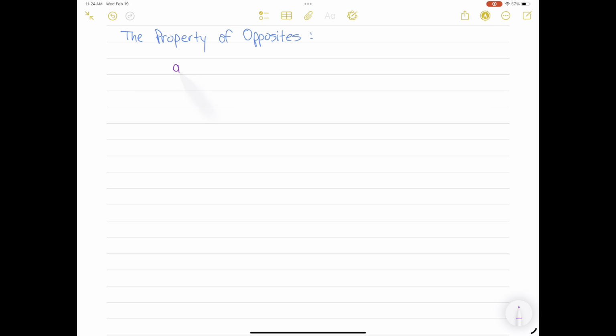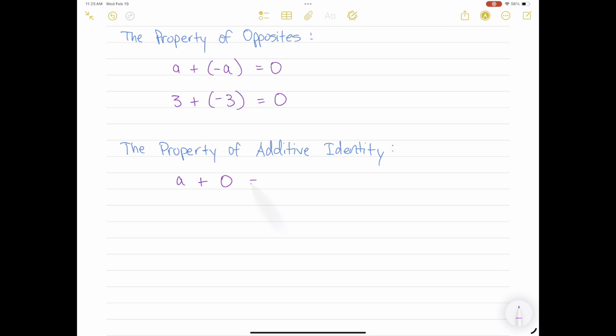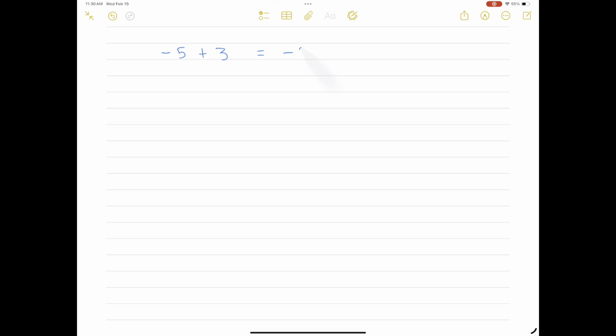The property of opposites. A plus -A equals 0. For example, 3 plus -3 equals 0. The property of additive identity. A plus 0 equals A. For example, 3 plus 0 equals 3. So let's now look at some examples.